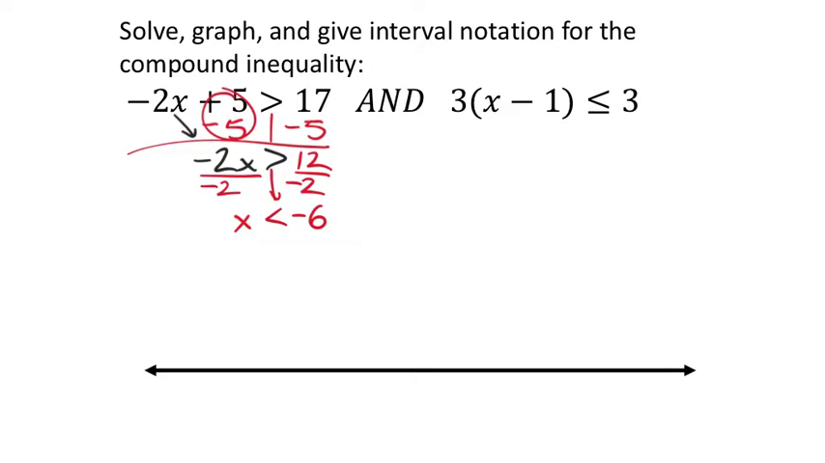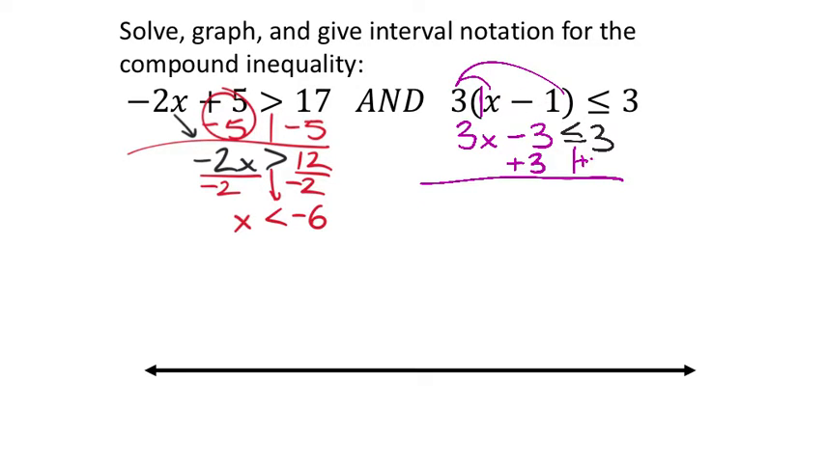Next one here on the right, distribute the 3. 3 groups of 1x's would be 3x's, and then 3 groups of negative 1 would be negative 3. Is less than or equal to 3. Well, solving for x, add 3 to both sides. Drop your 3x, that zeroes out. 3x now is less than or equal to 6.